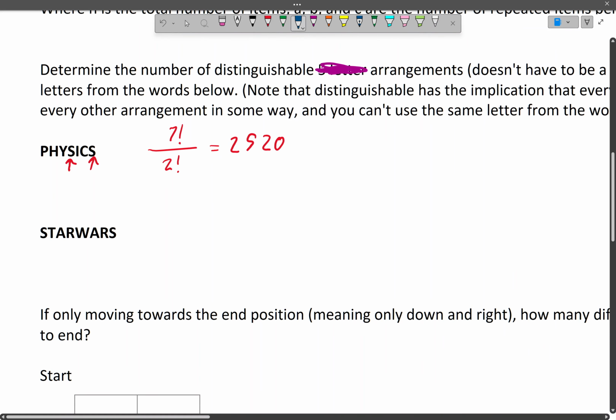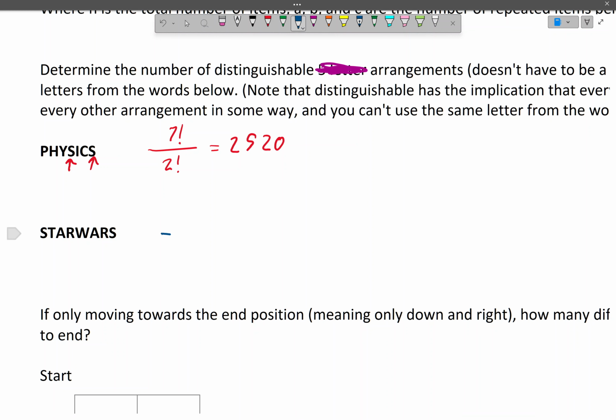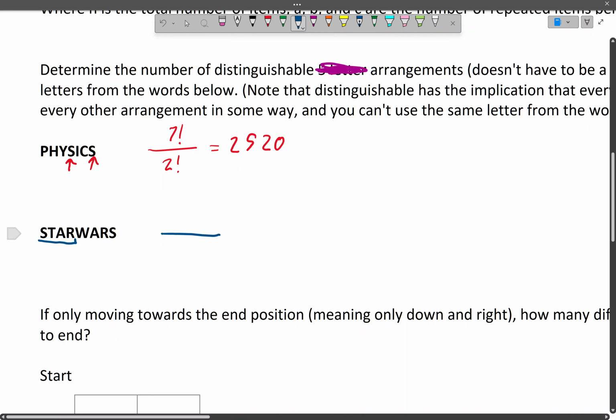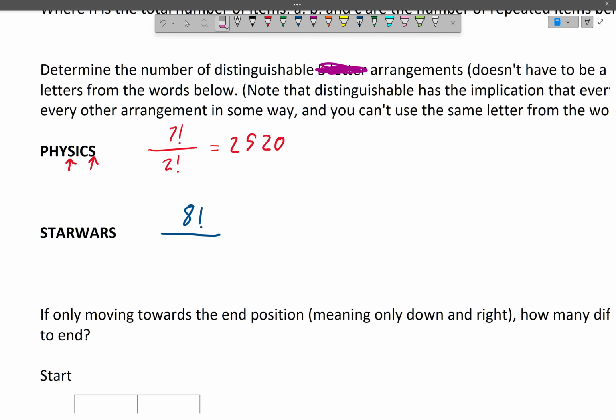Okay, so now let's try another word. Let's try the word Star Wars. Now there's multiple things being repeated here. So we have 8 letters total. And we're going to see that there are 2 S's. So we're going to put 2 factorial on the bottom. But there's also 2 A's. So we're going to put another 2 factorial on the bottom. And there's 2 R's. So another 2 factorial on the bottom. So however many items that you have repeated, you have to list that many items on the bottom.